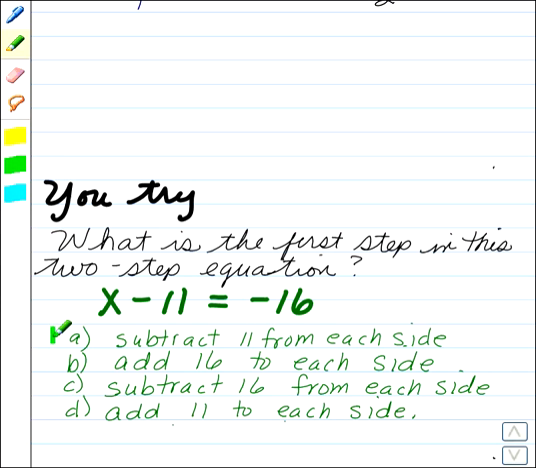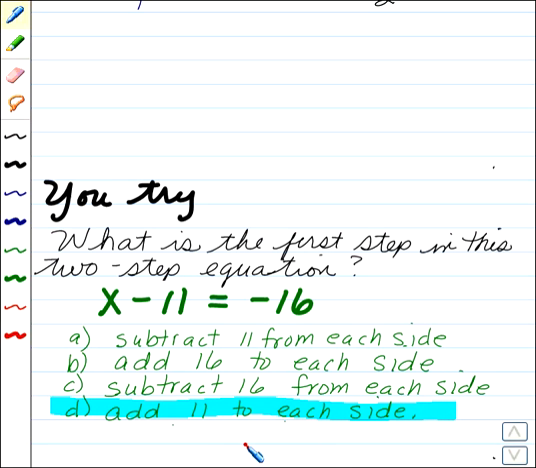Great job. We're going to be adding 11 to each side of the equation to solve this equation. Great job. You are ready to tackle the first step in two-step equations.